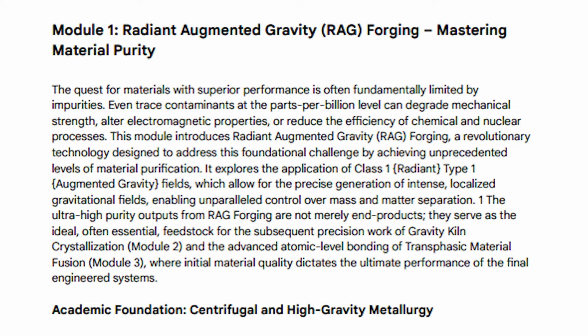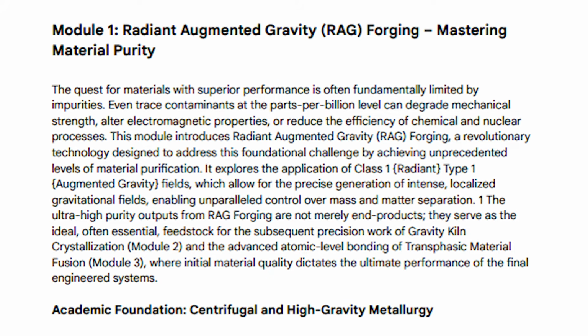This module introduces radiant augmented gravity, RAG, forging, a revolutionary technology designed to address this foundational challenge by achieving unprecedented levels of material purification. It explores the application of Class 1 radiant Type 1 augmented gravity fields, which allow for the precise generation of intense, localized gravitational fields, enabling unparalleled control over mass and matter separation.